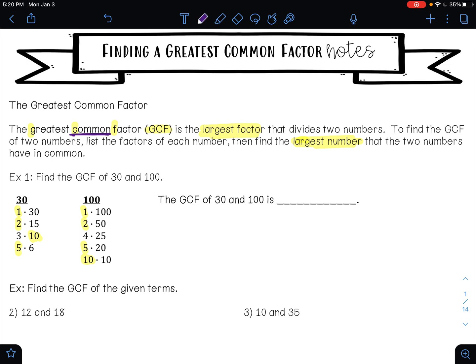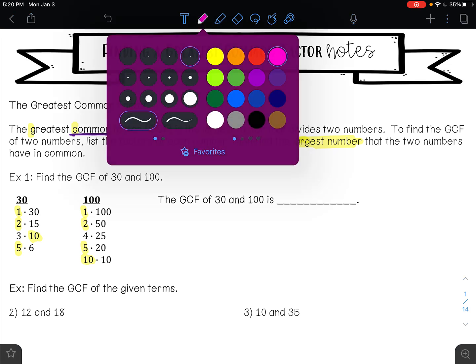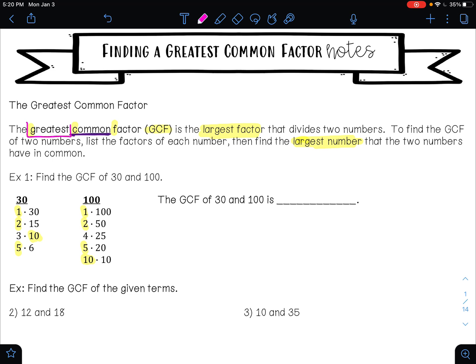Now, when we're trying to find the greatest common factor, we want to find the largest, so the greatest. When you're talking about GCF, the G is the most important part, the greatest common factor. Out of the numbers that we've highlighted, which one is the largest? 10. So 10 is our greatest common factor between 30 and 100.